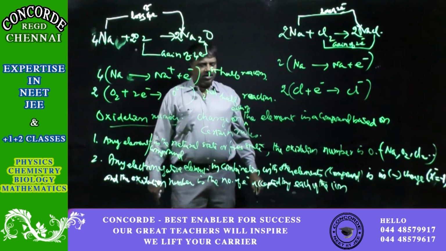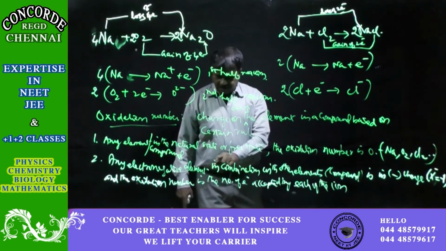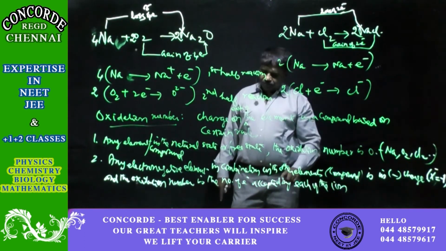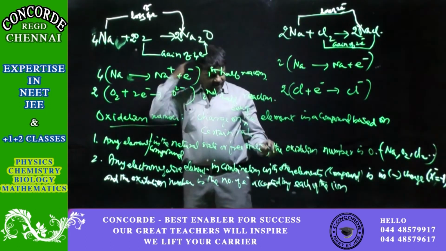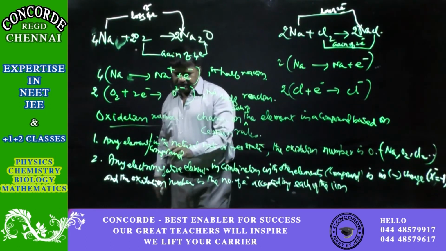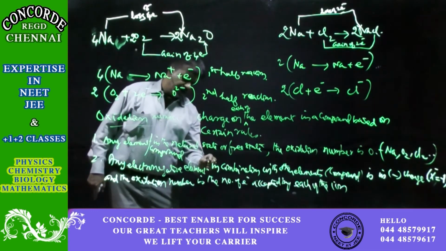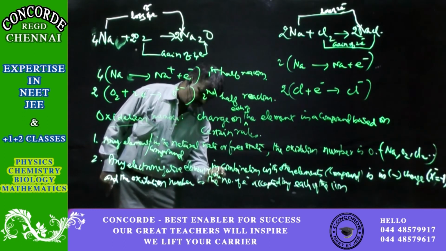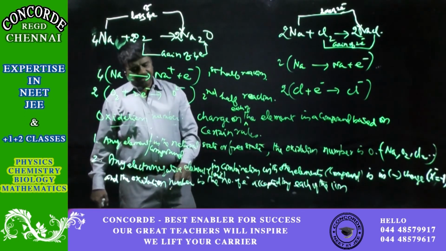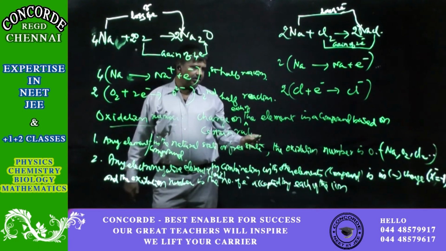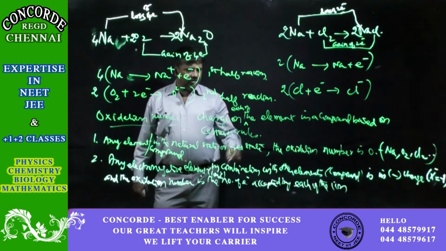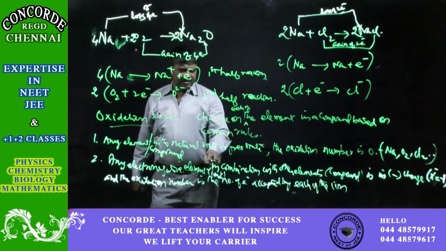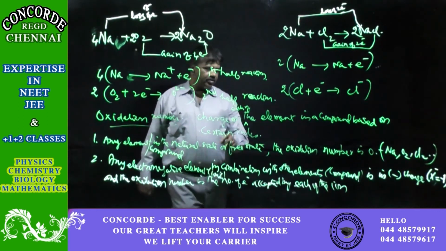Any element in combination with the other elements becomes an ion, so it is in the ionic state. So this will be happening only in ionic form. Ion means either it is minus or positive. So it will have a minus charge, and the oxidation number is the number of electrons accepted by the ion.